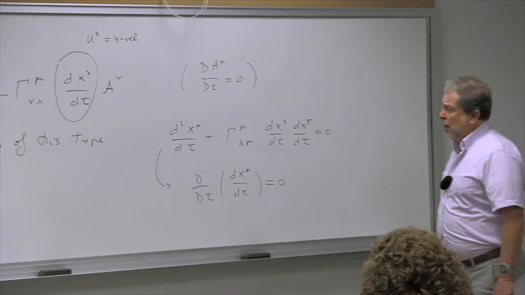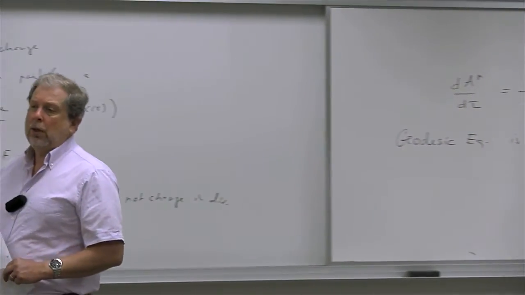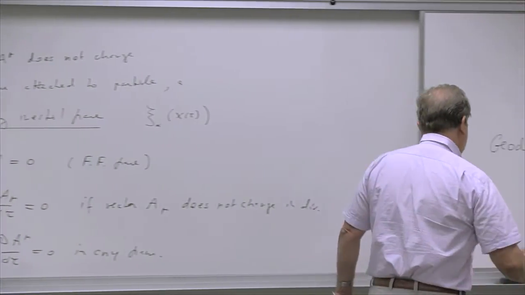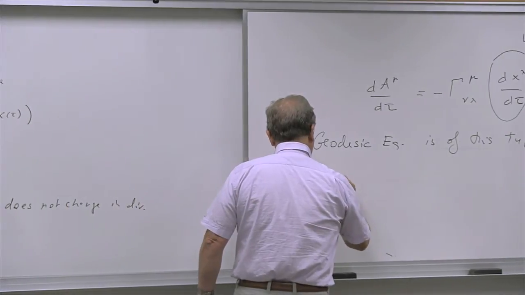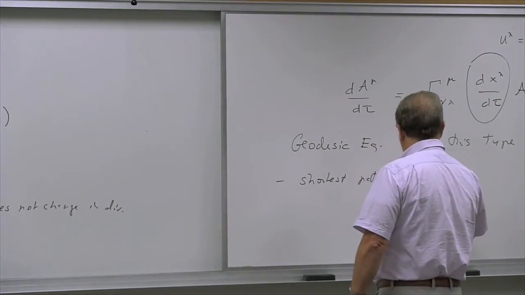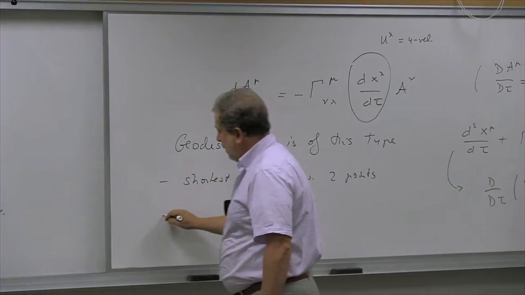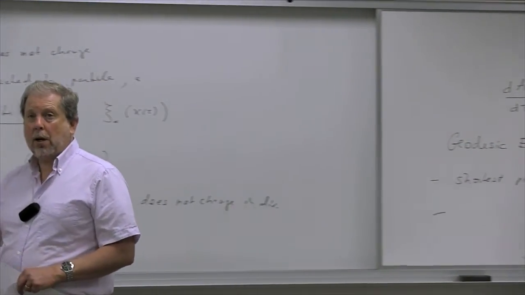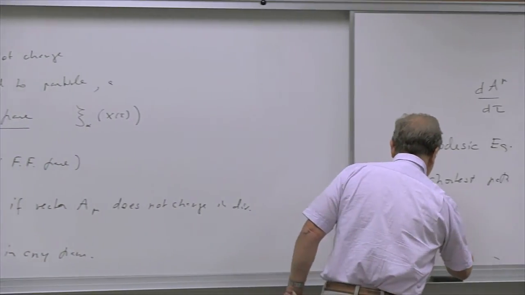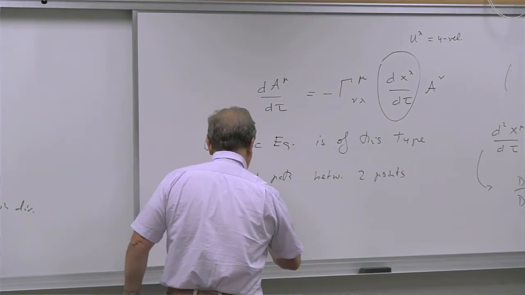So what does that mean? It means that the geodesic equation is the equation of parallel transport. It's equivalent to it, and which means that the geodesic is the shortest path between 2 points, right? That we learned a week ago, right? Because the variation of a proper time was 0. And it's the shortest path, but it's also the straightest path.